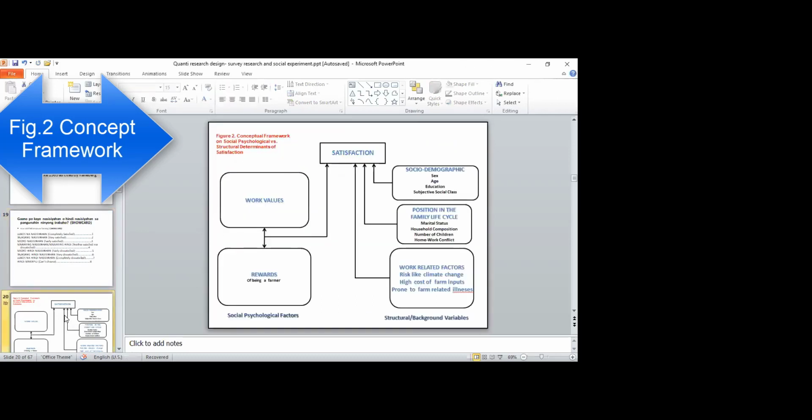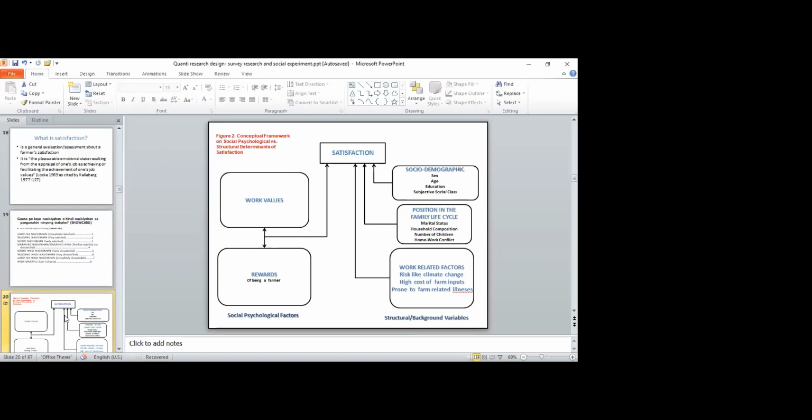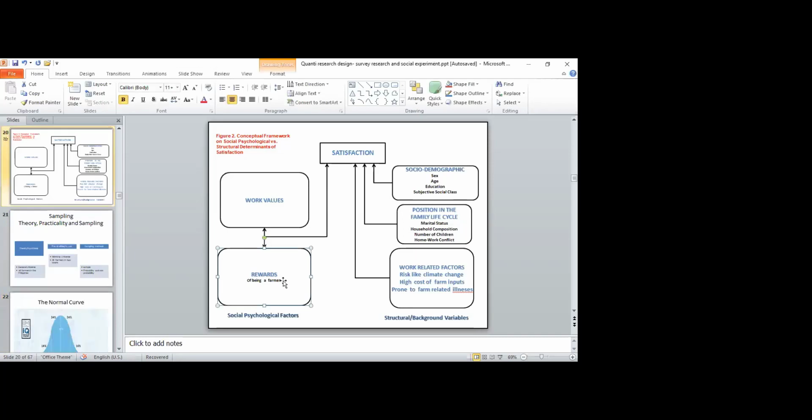Now, other than that, you have to have a framework. A framework looks like this. Satisfaction is what you wanted to find out. So you wanted to find out the work values that they have, and some of the rewards that they are getting from being a farmer. One of them can be what? Income, right? Income is a reward. What about work values? What is so important to them about being a farmer? What makes it so important for them? Because it gives them food, it makes them what?